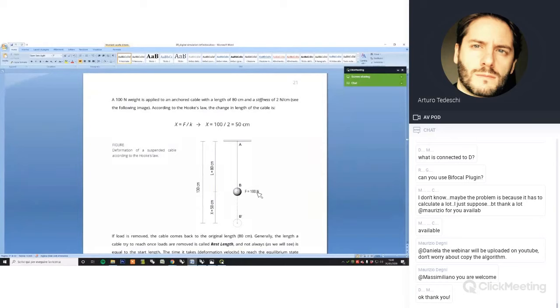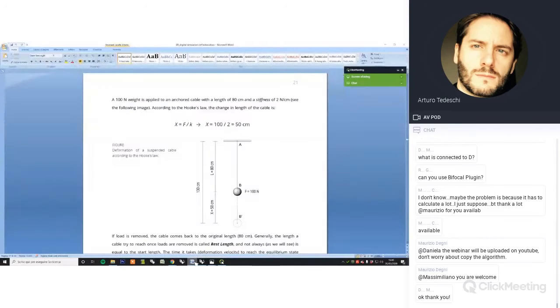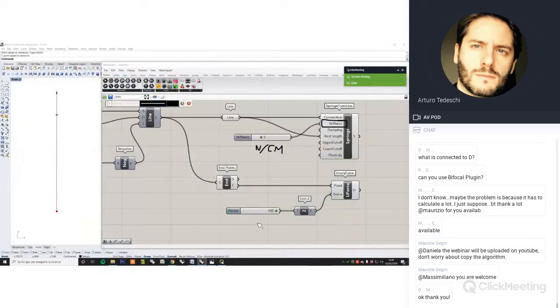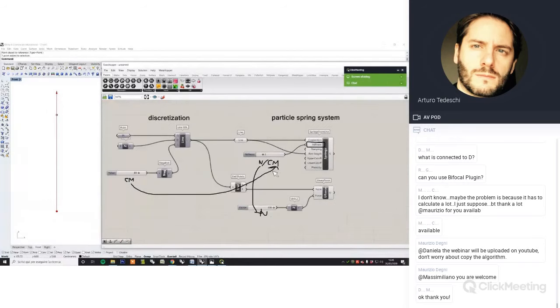Once again, this is a starting value of our problem. And since it's newton, it is consistent with the other units that we have here, I can put 100. So let me check again, 100 newton. Okay, so that's the way we define physics units in Kangaroo. Basically, we don't have a specific request from the software, but we just have to create consistent units, as you see here.